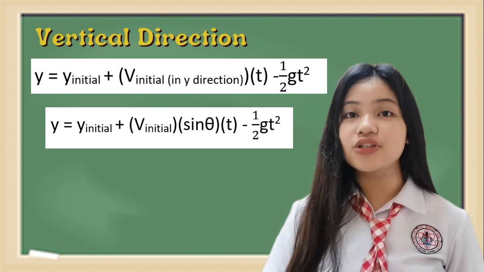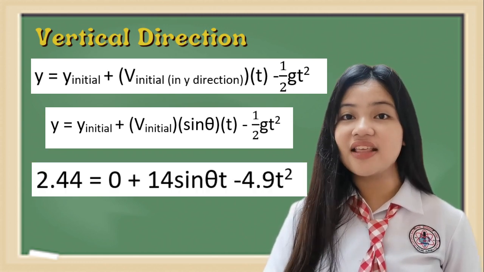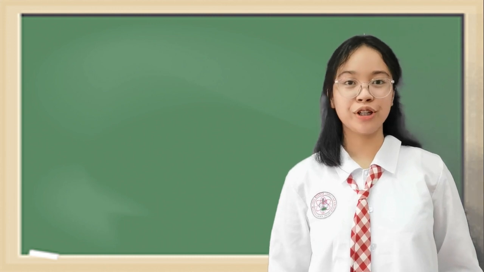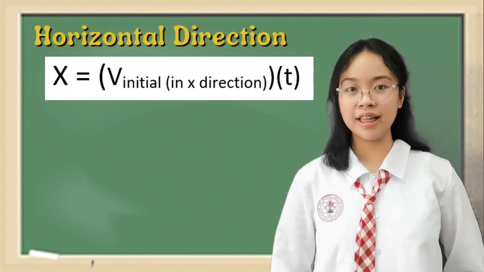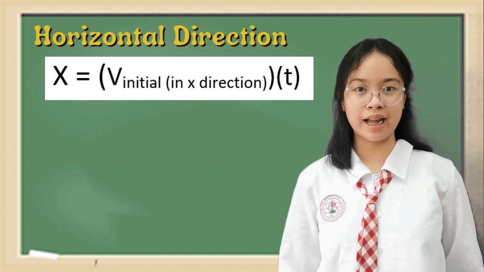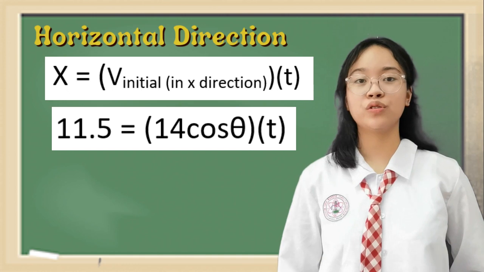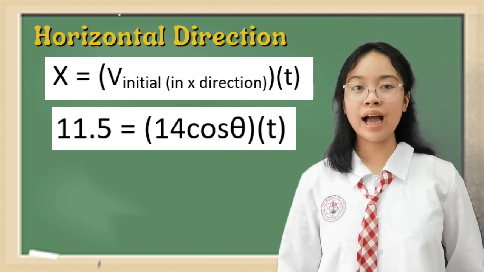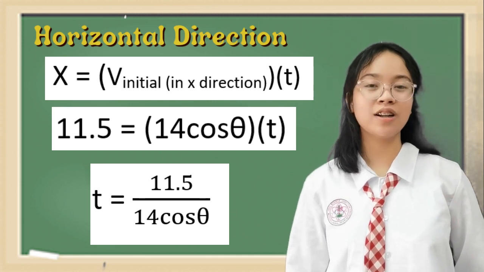Plugging in the values, we now have 2.44 equals 0 plus 14 times sine theta times time minus 4.9 times time squared. In kinematics equation, we also know that in horizontal direction, x is equal to v initial in x direction times time. Plugging in the values, we now have 11.5 is equal to 14 cosine theta times time. Isolating the time, we have time is equal to 11.5 divided by 14 cosine theta.